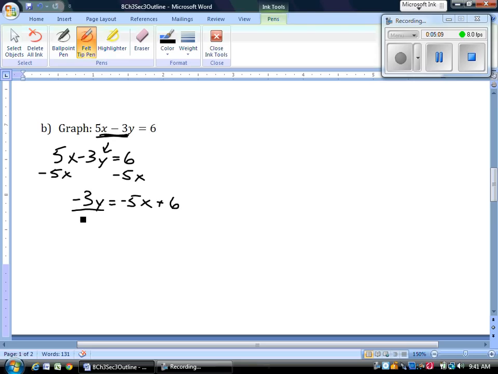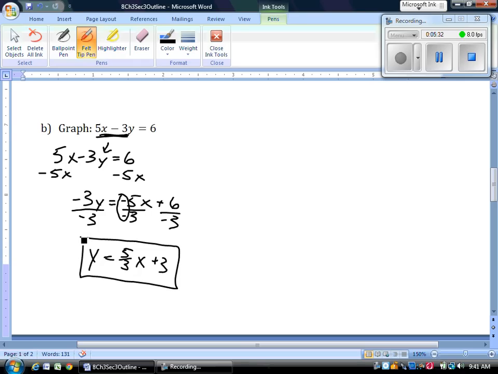Then divide by negative 3. Divide everything by negative 3, remember. And so y is equal to our slope, a negative and a negative become positive, so it becomes 5/3 x. And positive 6 divided by negative 3 becomes positive 3. So this is the line that we're going to graph, y equals 5/3 x plus 3. So let's graph it. Remember, I start with my y-intercept. So start by going up 3.